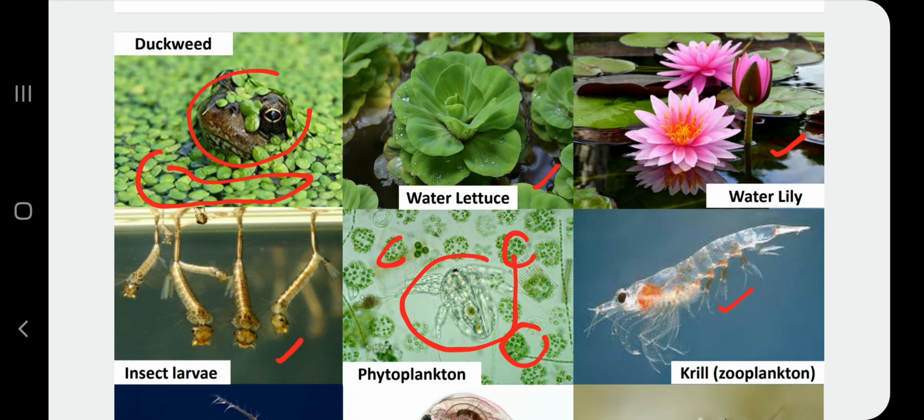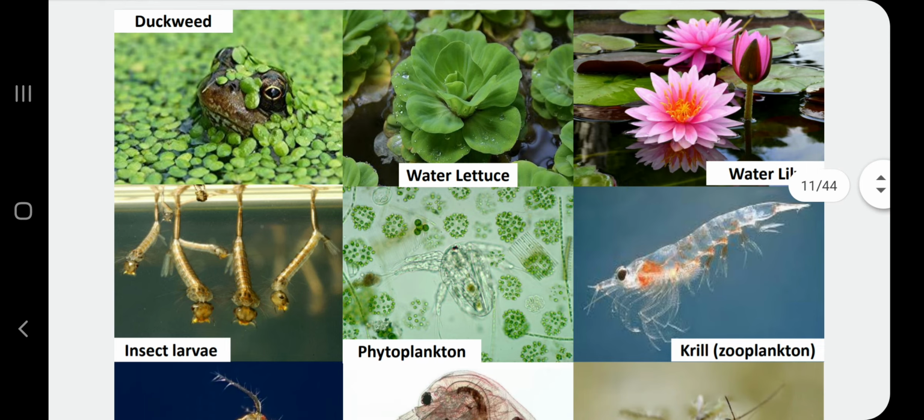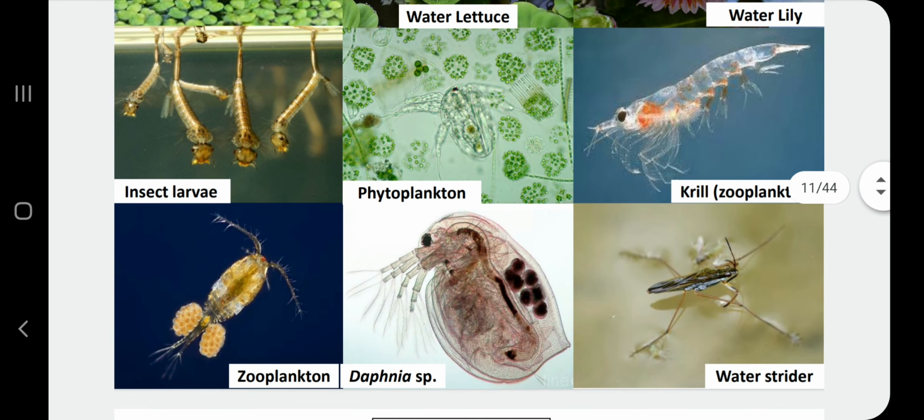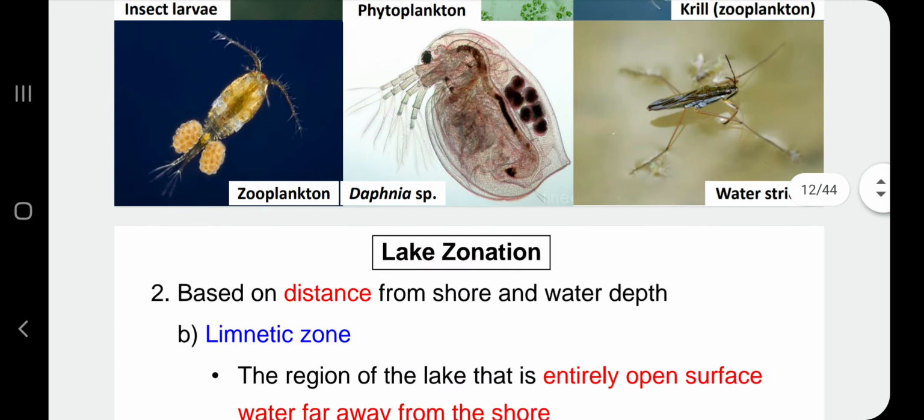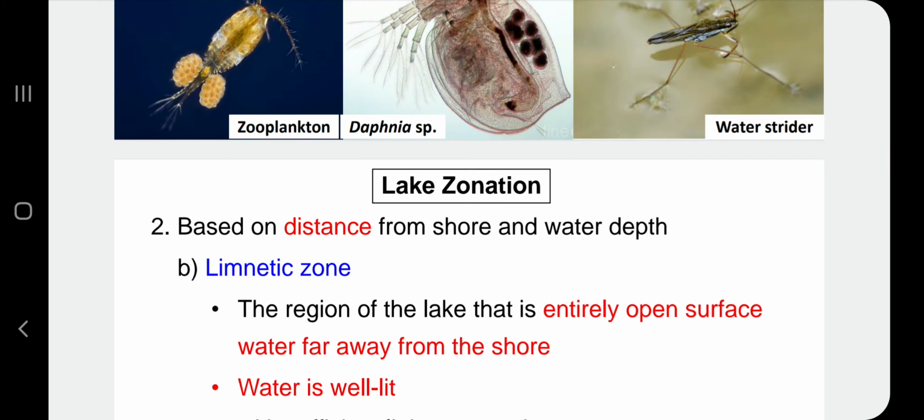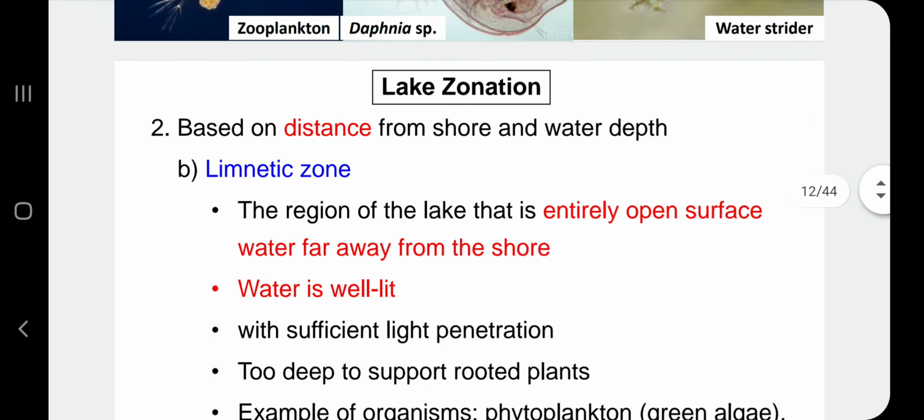And then we have krill. Krill looks like prawn, but it is smaller in size and usually it's clear. Okay, the body is clear. Usually we can see through it if it's inside water. Okay, and then we also have another type of zooplankton, and then we have Daphnia species, or the common name we call as kutu air. And then we have water strider. Okay, just on the surface of the lake. Okay, settle for the littoral zone, which is based on distance from shore. We're going on to the second zone based on distance from shore and water depth.